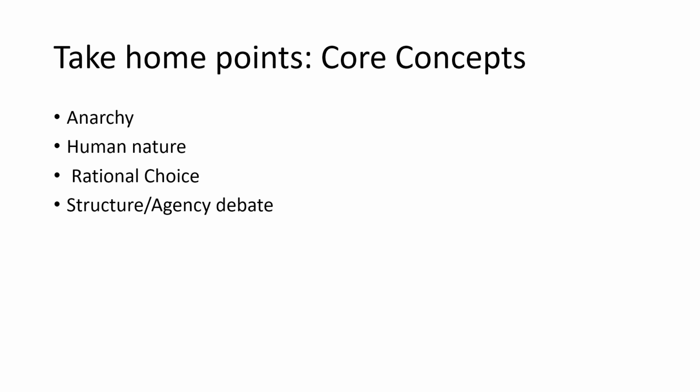Let's start with the core concepts we covered: anarchy, human nature, rational choice, and the structure-agency debate. In international relations, if a scholar is saying that the international system is anarchic, what they mean is that there is no central authority, no world government, no police force. The international order lacks an overarching government, undermining prospects for cooperation and making conflict a possibility in that order.